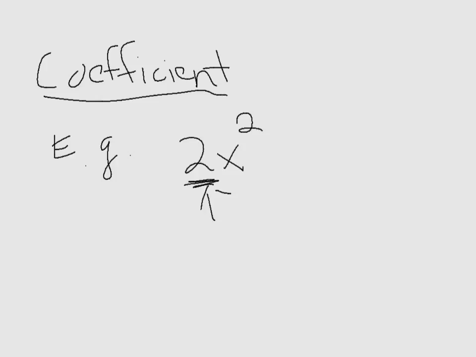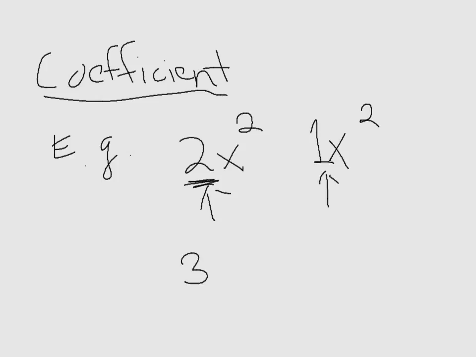In another case, we can have x squared, and you're probably wondering why there is no number in front of the x squared. Well, there is actually a number there. It's just not written there. It's always assumed to be a 1, and therefore in this case the 1 is the coefficient.